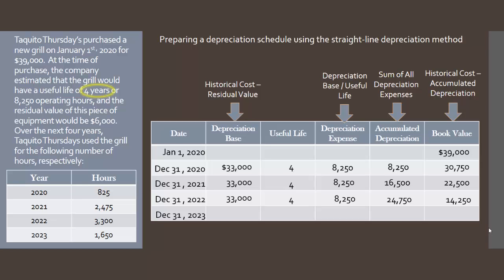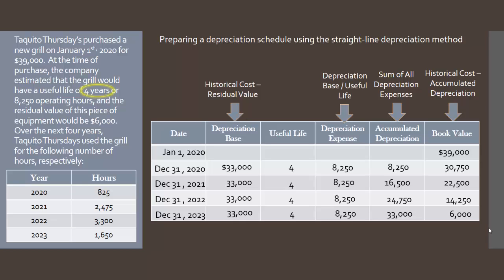2023 is the last year, the end of its useful life. Depreciation base doesn't change. Useful life doesn't change. Depreciation expense is going to be exactly the same, increasing our accumulated depreciation to $33,000. And our book value now at the end of its life is going to be the $39,000 historical cost we had when we purchased it, minus the $33,000 in accumulated depreciation we have.